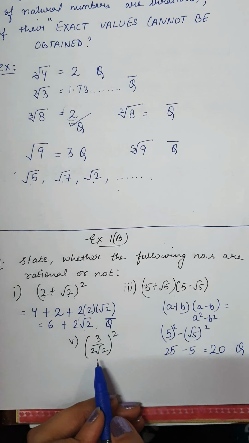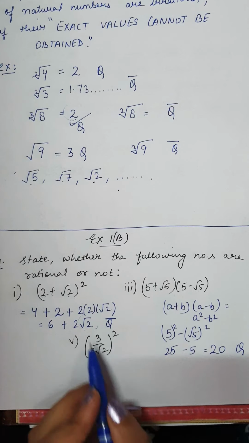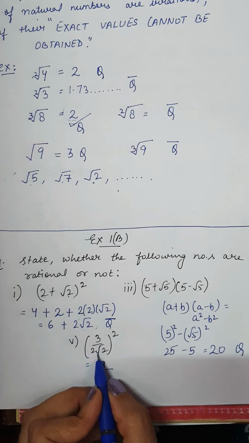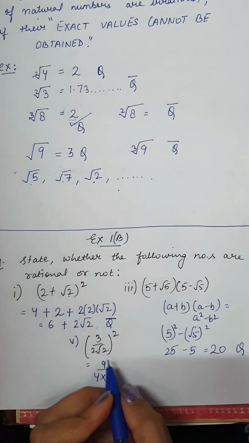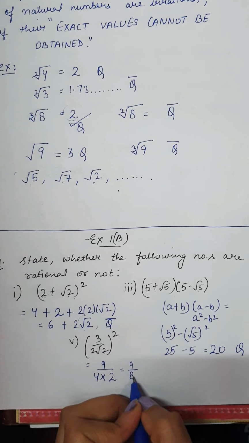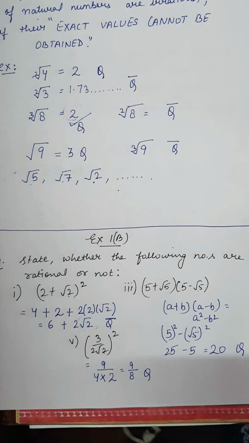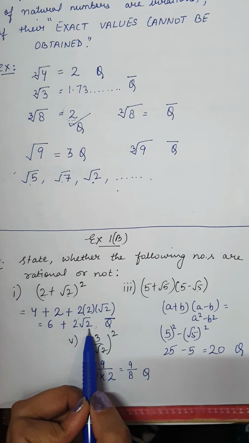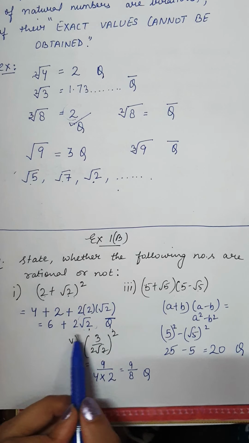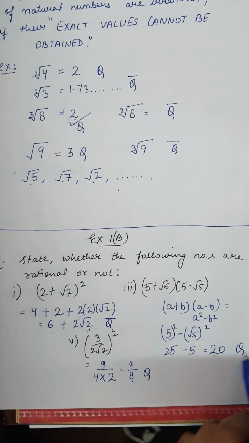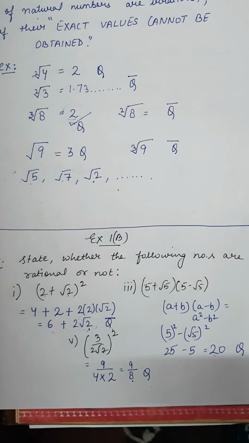Next, fifth part, 3 upon 2 root 2. Now whole square means square of numerator and square of denominator. The square of this will be 4 and the square of this will be 2. So 9 by 8. This is also a rational number. Agree? So we need to simplify the given expressions. In the final answer, if we have any irrational number, the whole thing is going to be irrational. If we do not have any irrational number in the final answer, it is going to be a rational number.